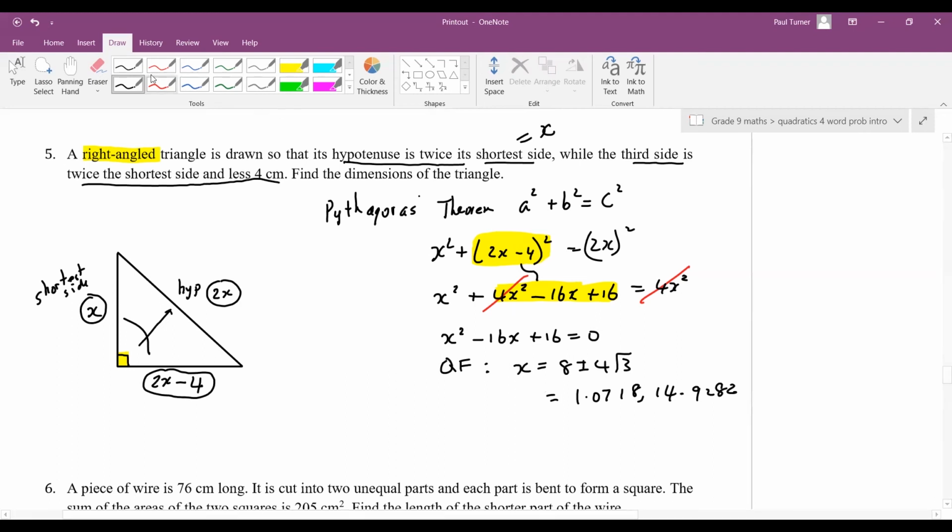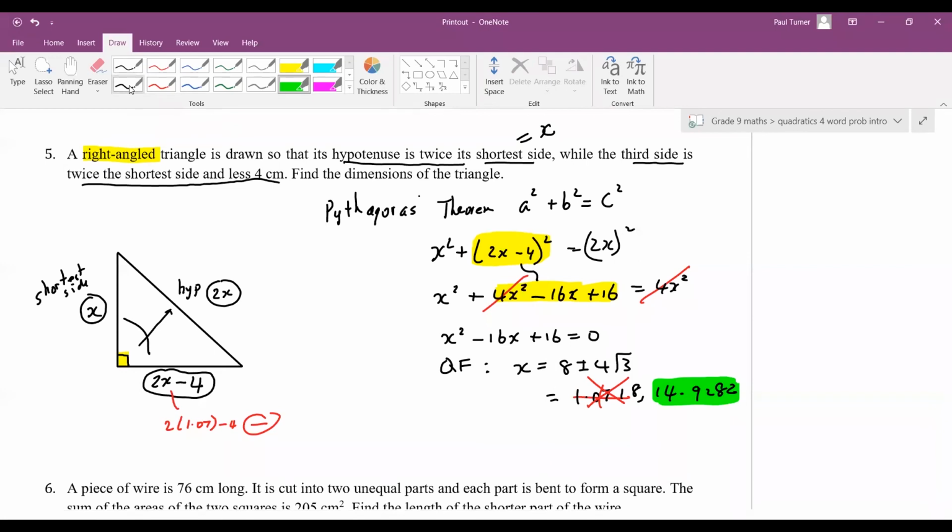But this smaller number can be cut, because if you put 1.07 in here, you're going to get a negative number, aren't you? This side will be negative. And the length can't be negative. So that 1.07 will be cut. So cut that one off. So therefore, x must be 14.9282. You can round off to 3 decimal places or 2 if you like, because the main thing I'm interested in is your working anyway.